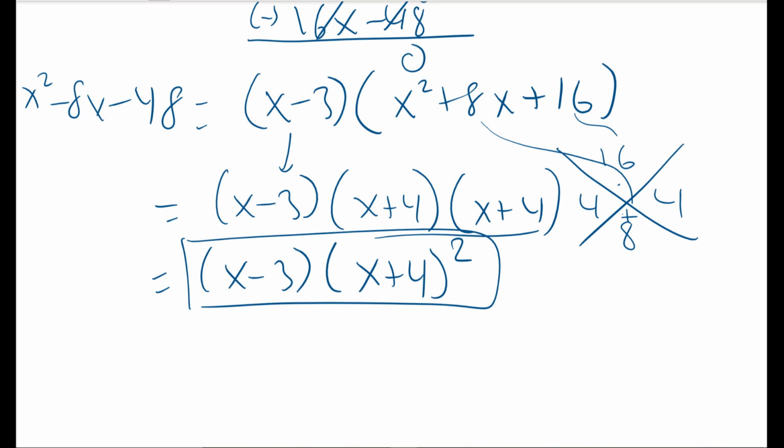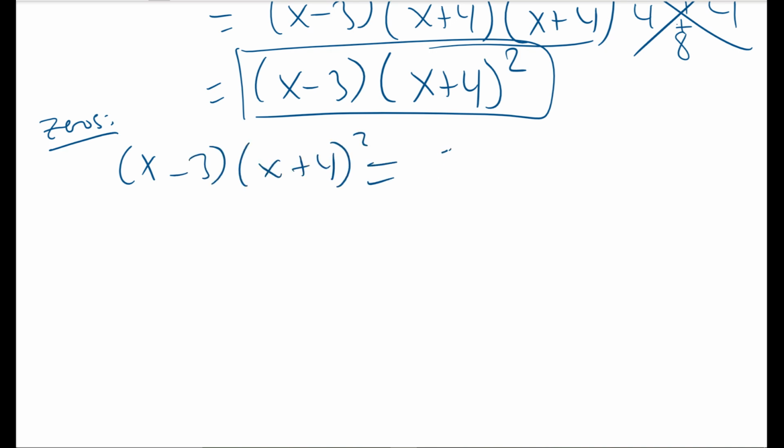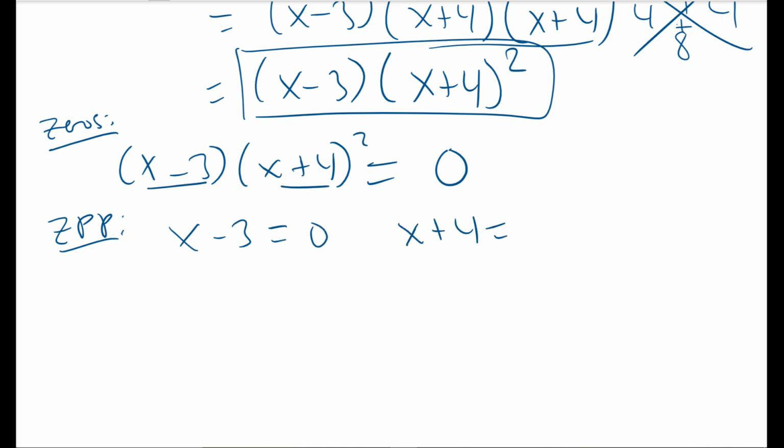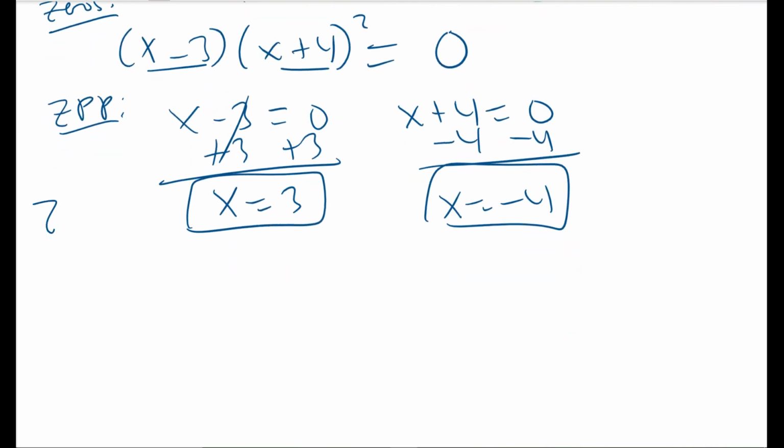So it says use long division to factor. So this is factored. What are the zeros and multiplicities now? So we want to find the zeros. So in order to find the zeros, we're going to set this equal to 0 and use the zero product property. So x minus 3 equals 0 and x plus 4 equals 0. Solve. So plus 3. So x equals 3. That's one of our zeros. Subtract 4 on both sides here. X equals -4. That's another one of our zeros. So those are our zeros.